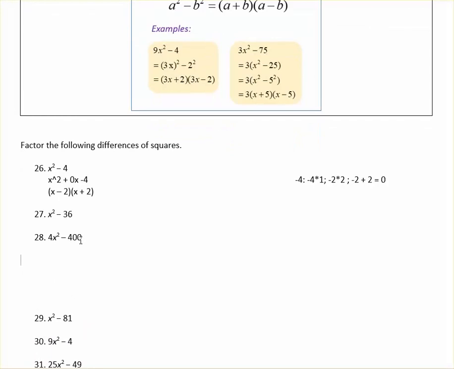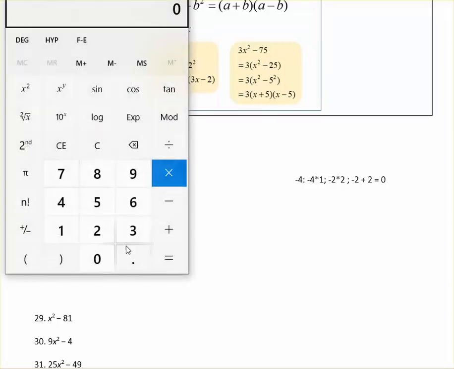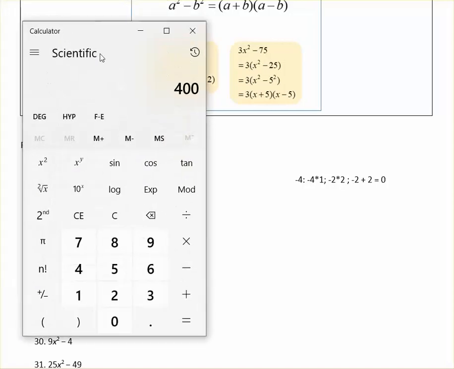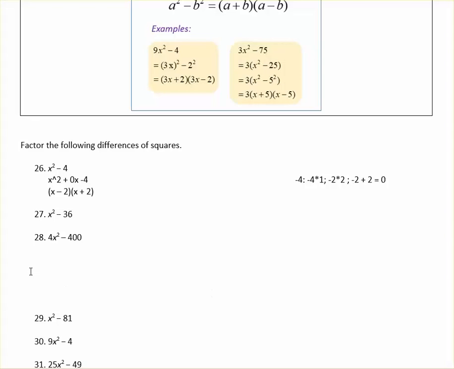4 is a perfect square, but 400 is not. Oh, 400 is a perfect square. 20 times 20. I was going to say we could factor out a 4 first, and we could, but 20 times 20 is equal to 400. So the square root of 400 is 20. So there's 2 ways to do 28. We could start by factoring out the greatest common factor, which is 4.